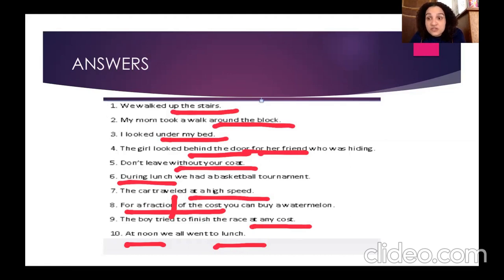Teacher, how do I identify a prepositional phrase in a sentence? Find the preposition. When you find the preposition, you go until the object of the preposition, which is a noun or a pronoun. So it's very easy. For example, here, at noon, preposition at, noon, object of the preposition. So this is the prepositional phrase. To lunch. To is the preposition and lunch, object of the preposition.